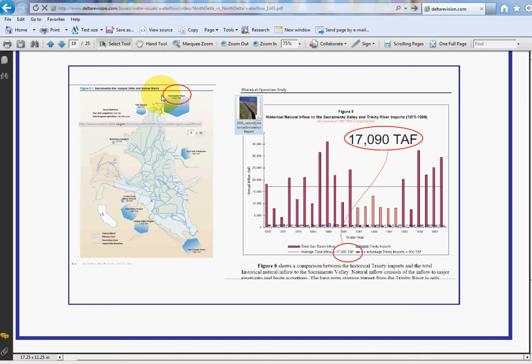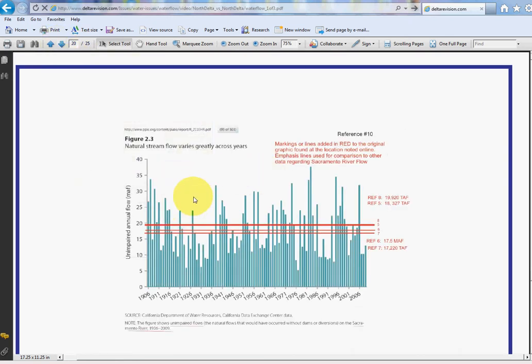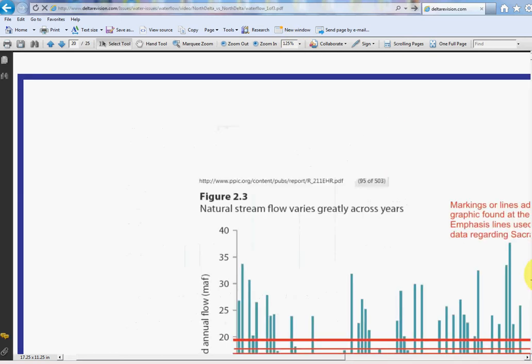This other one is another map that separates out Yolo bypass and shows the minimum flows, and you can look at that if you want. I'm trying to just find the average right now. Here's another one. I'm going to enlarge this one too.